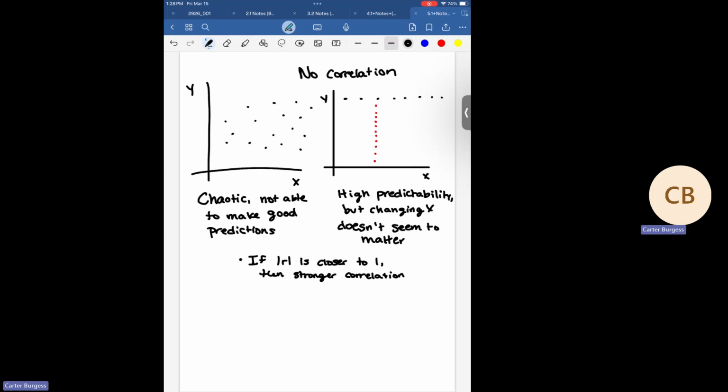What do I know about the R? What is it trapped between? It's trapped between -1 and +1. Another way to say that would be to say that the absolute value of R is going to be less than or equal to +1.